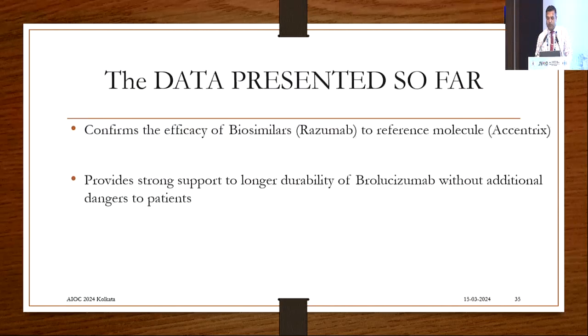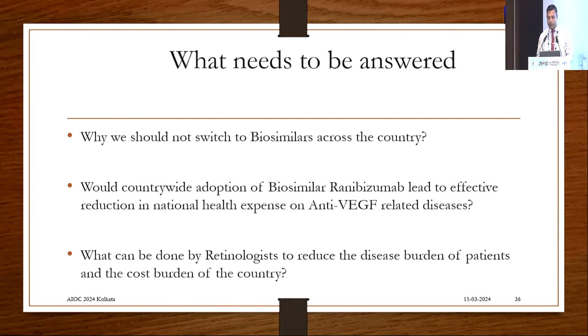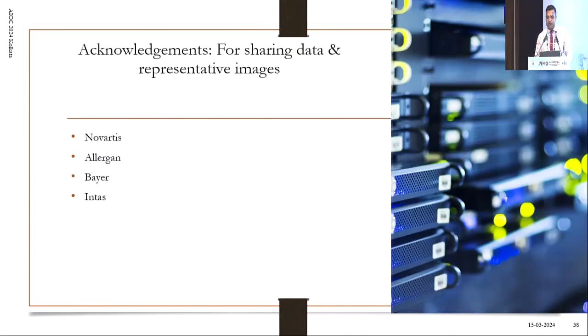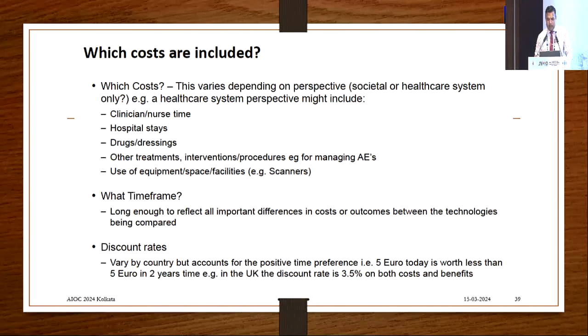So this brings us to the point that biosimilars, yes, they have very good efficacy as compared to ranibizumab, that is Accentrix, the parent molecule, but the longer durability is definitely there with the new innovator molecules. But what needs to be answered is why then we are not adopting biosimilars across the country? This question needs a further look into the pharmacoeconomics of anti-VEGF. I'll be cutting short on this particular part.